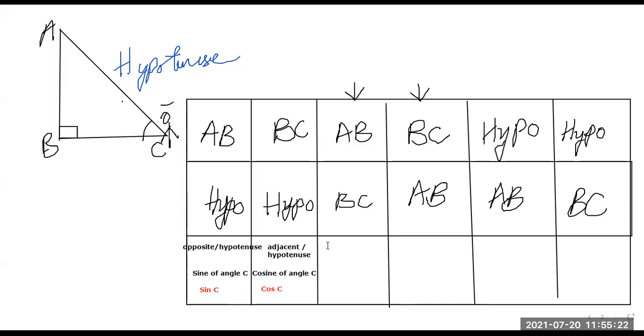Now third combination. What is this third combination? AB is opposite to angle C. BC is adjacent. So we write it as opposite upon adjacent. इसको हम क्या कहते हैं? What type of ratio is this? We give the name tangent of angle C. Done. और simply इसको अपन कैसे याद रखेंगे? Tan C.